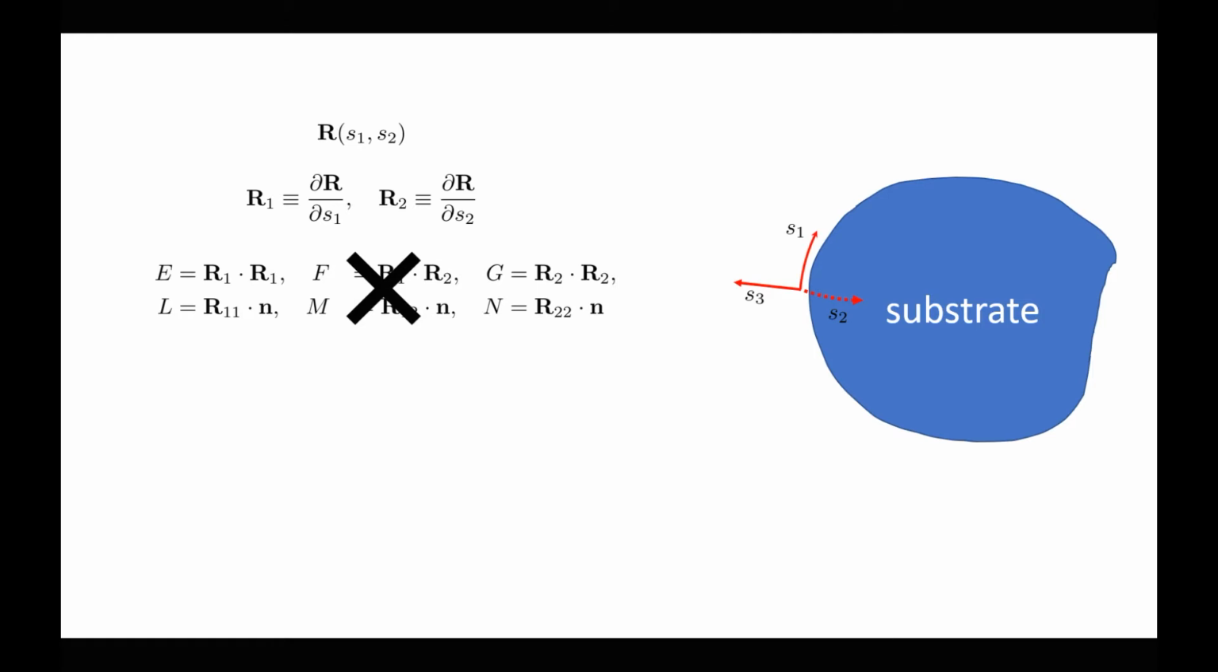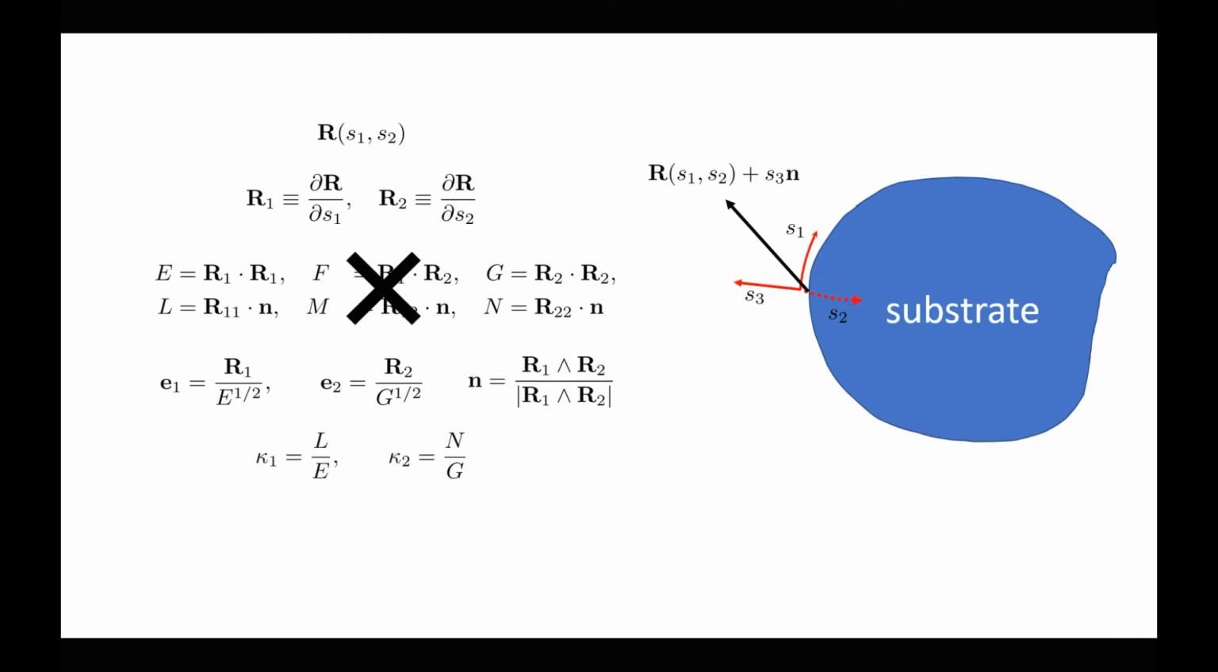Using our fundamental forms, we calculate the basis vectors E1 and E2, which act in the direction of s1 and s2 respectively, and we also calculate N, which is our normal vector. Now we can express any position above our substrate as a function r of s1 and s2 plus s3 times N, where r gives the position on the surface and s3 gives the distance away from the substrate along the normal. Other key quantities are the maximum and minimum curvature, and the scaling factors, where the scaling factor measures the change in position due to a change in the coordinate.